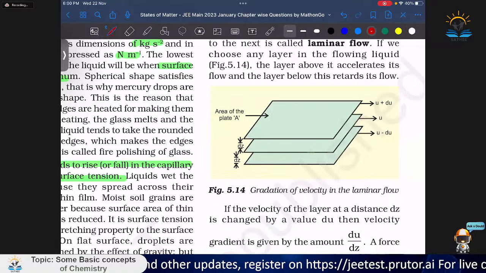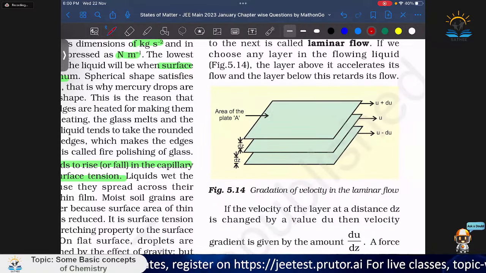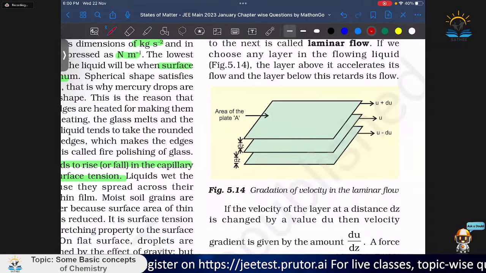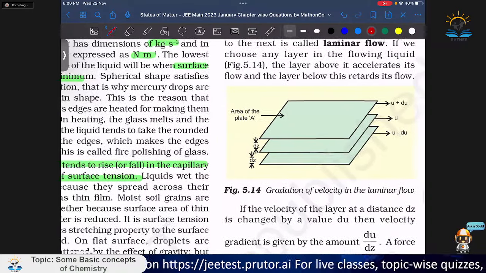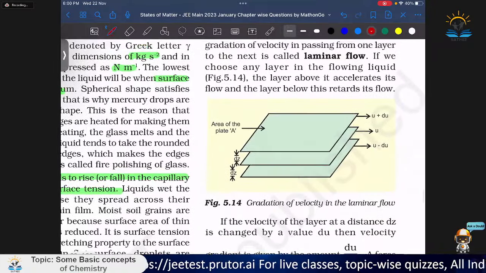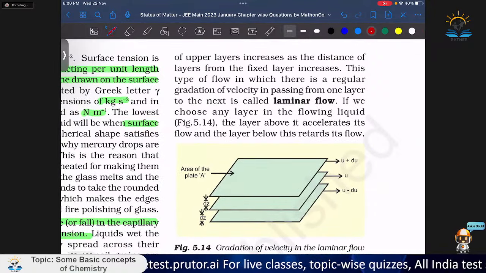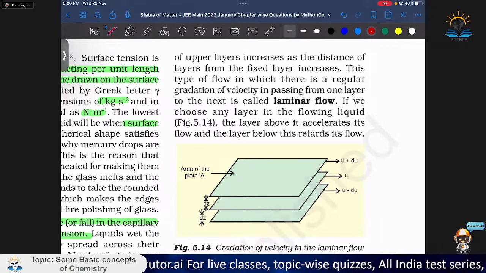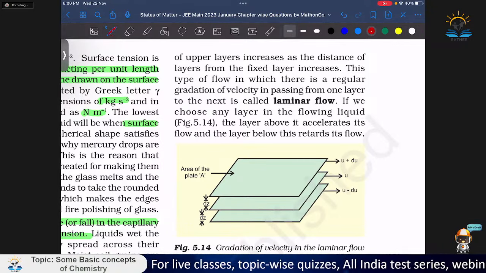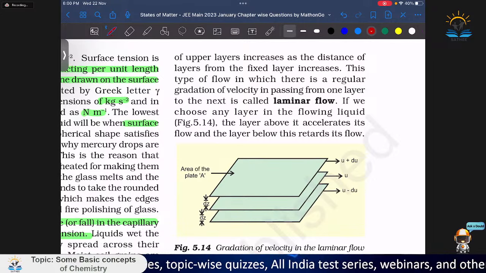We need the coefficient of viscosity. Apart from that, we also need the area of the plate. Okay. This is only possible to calculate in the laminar flow. Laminar flow is when all of the liquid is flowing in layers one above each other. If there is a turbulent flow, there are no layers, and the calculation of viscosity will be very tough.